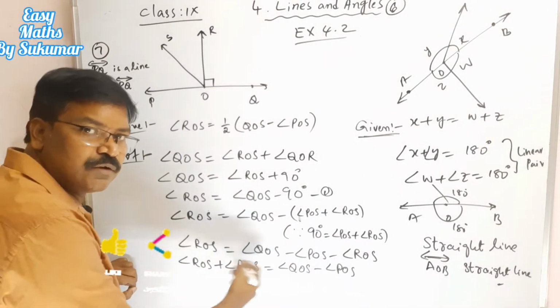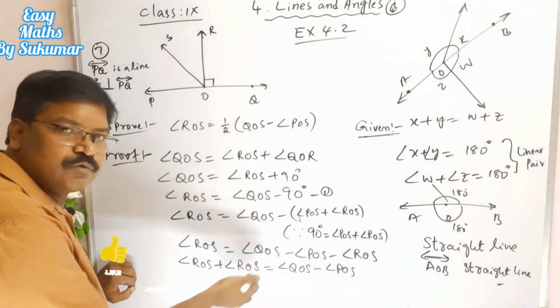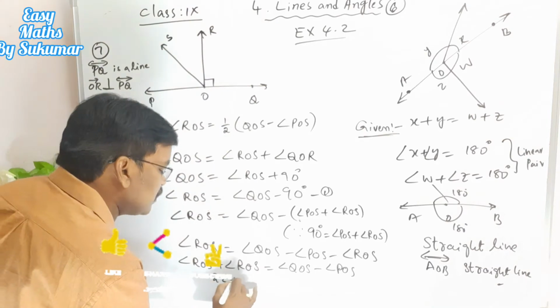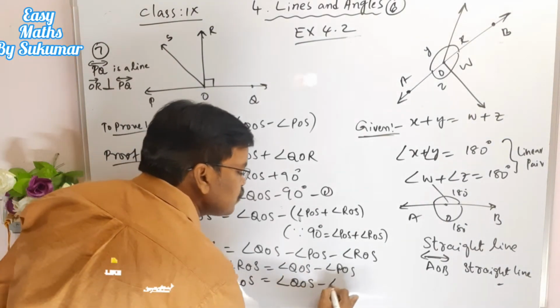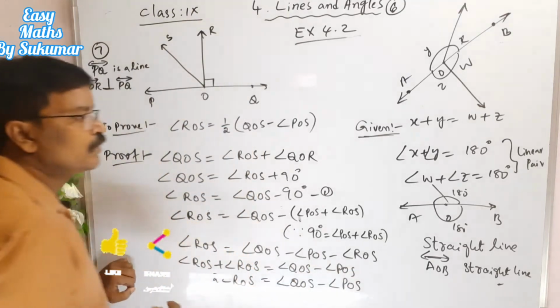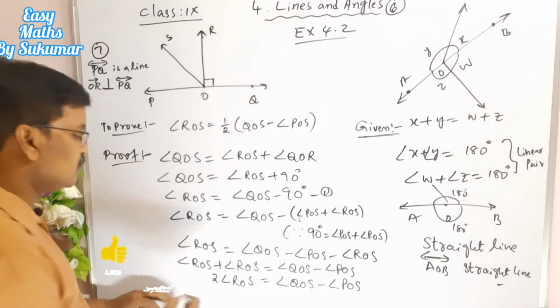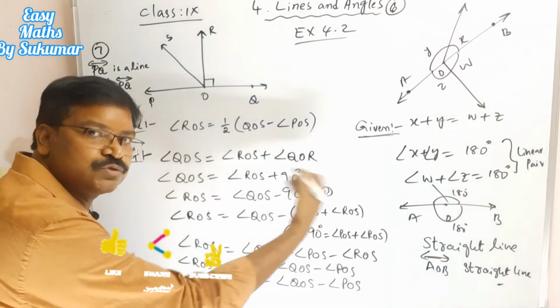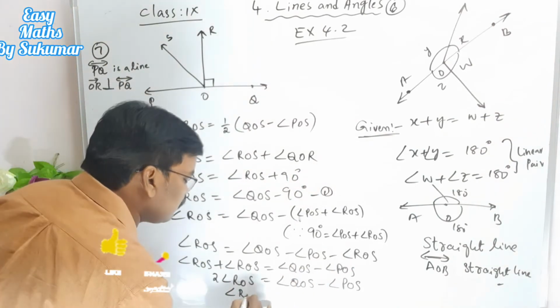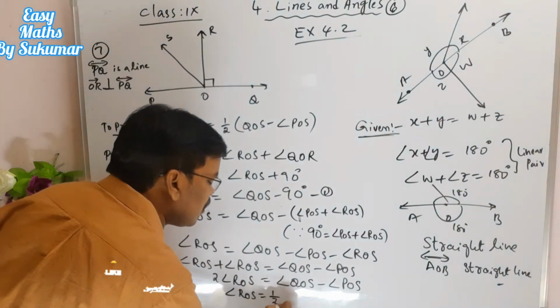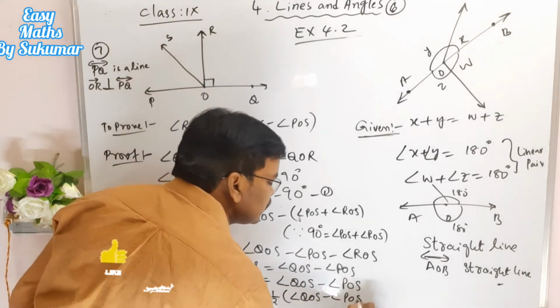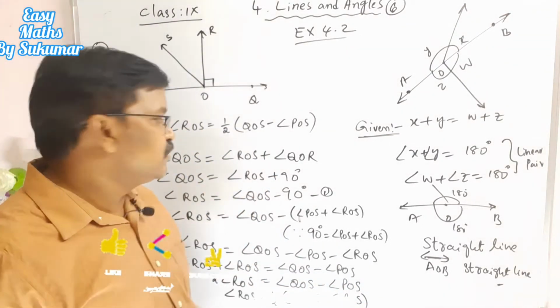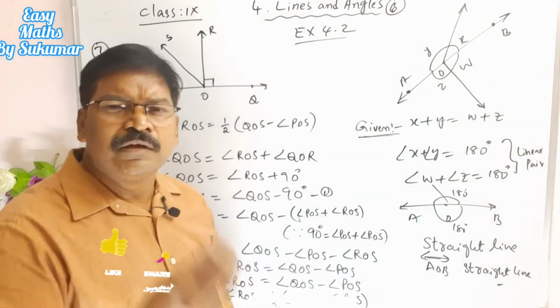So 2 times ROS here. Why? ROS plus ROS, 2 times ROS. 2 times angle ROS is equal to angle QOS minus angle POS. So my dear students, here just send this 2 to the other side. That means angle ROS is equal to half of angle QOS minus angle POS. Hence it is proved. It is very simple.